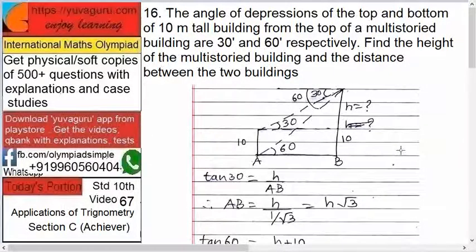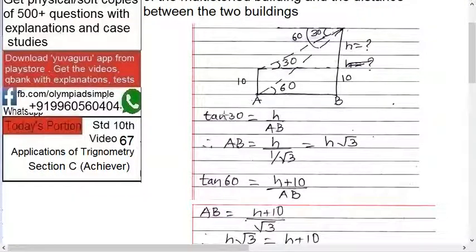Now let's solve this. Therefore tan 30 equals h upon this AB. Do you know AB? No. So let's find AB. AB equals h upon tan 30, that is 1 by root 3. So take root 3 above, h root 3, right? AB equals h root 3. Okay. Now tan 60.